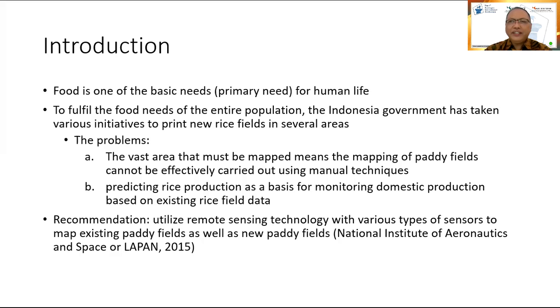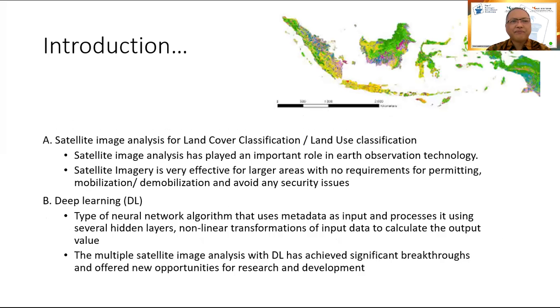So based on recommendations from many government agencies, for instance, the National Institute of Aeronautics and Space, or LAPAN, in 2015, it's very worthwhile to utilize remote sensing technology with various types of sensors to map existing paddy fields as well as new paddy fields. Satellite image analysis for land cover classification and land use classification is a general application of satellite image analysis and has played an important role in Earth observation technology. Satellite imagery is very effective for larger areas with no requirements for permitting, mobilization or demobilization, and avoids any security issues.